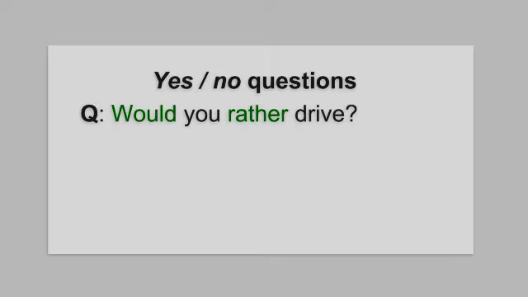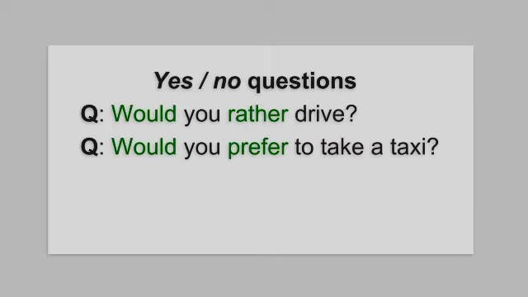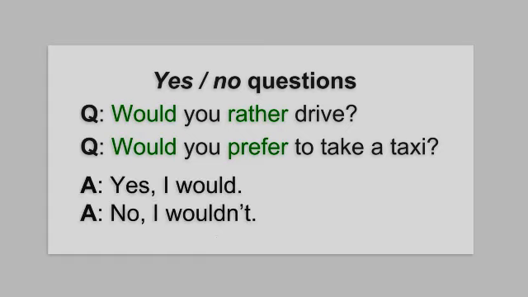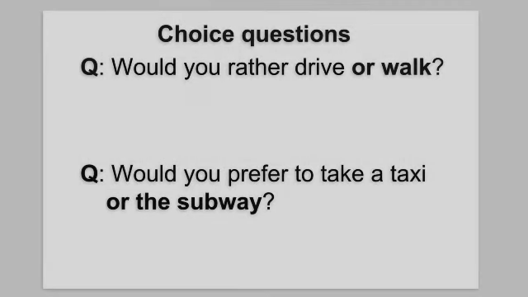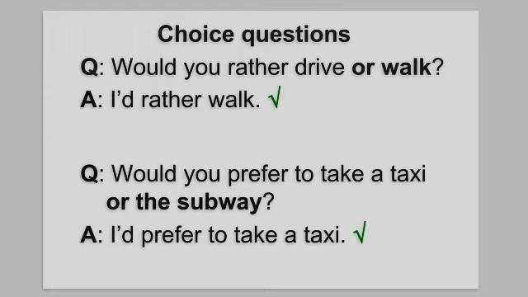To form yes-no questions with would rather and would prefer, start with would. Would you rather drive? Would you prefer to take a taxi? We can change these into choice questions by adding the choice at the end, like this. In this case, the answer must include one of the choices. I'd rather walk. I'd prefer to take a taxi.